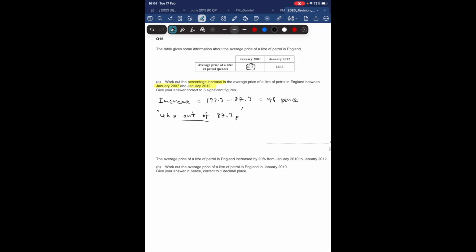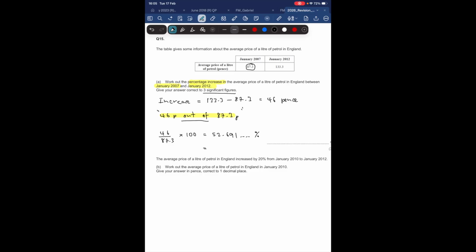Now remember, out of simply means a divide, so I can write this statement 46 out of 87.3 as the fraction 46 over 87.3. And to convert a fraction to a percentage, you just multiply by 100. You do all of that on your calculator in one go, and you will end up with a value of 52.691%. Now, if you look at the question, we want this to three significant figures.